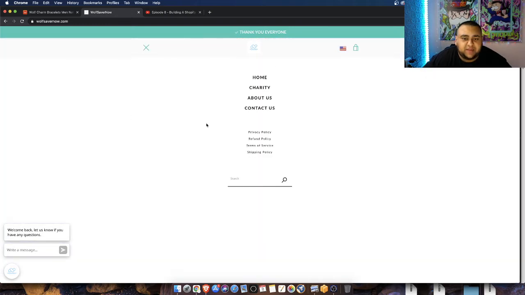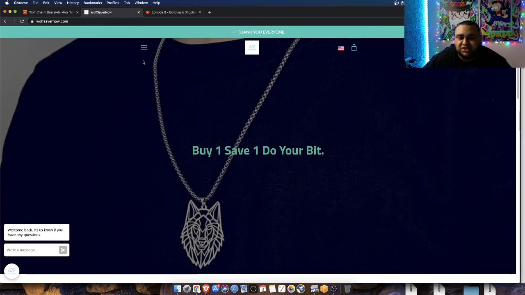I like this little hamburger menu. It says home, charity, about us, contact us, okay? Typically, before somebody even clicks on charity or about us, they're going to have to look at the pictures of the product. They're going to have to assess the product. And they're going to have to make a purchasing decision whether they're interested or not interested.